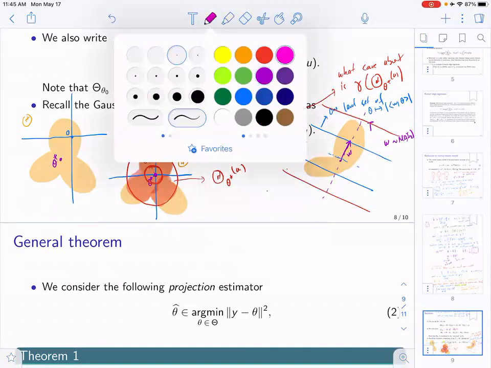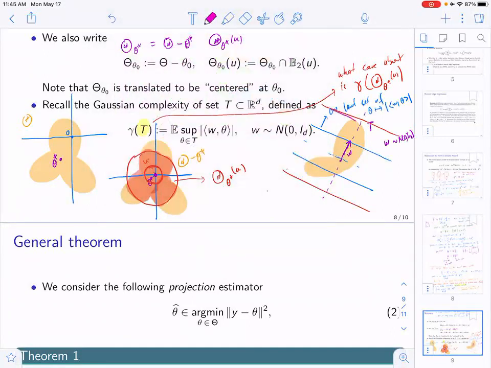Okay, and so in this particular direction, if I maximize over theta, what I'm going to do is essentially take the level set that touches the boundary of this, or gets tangent to this.